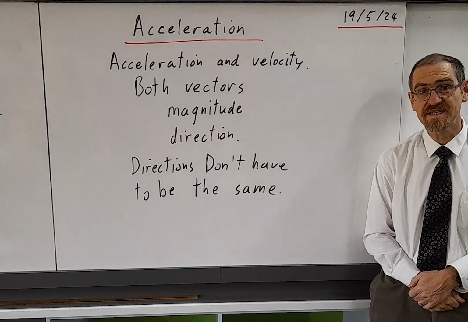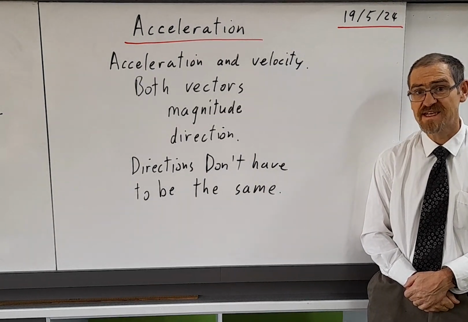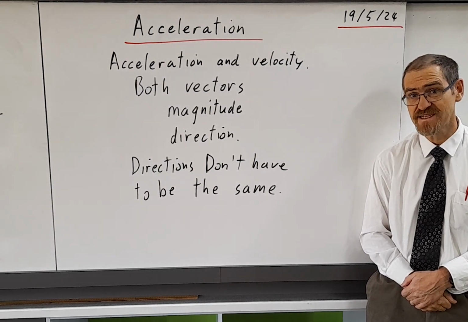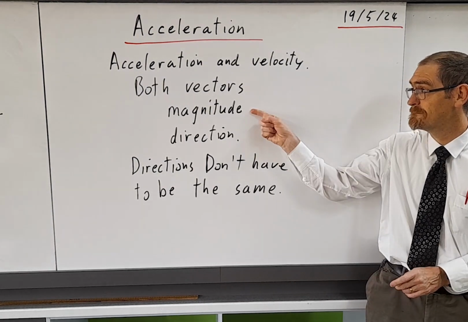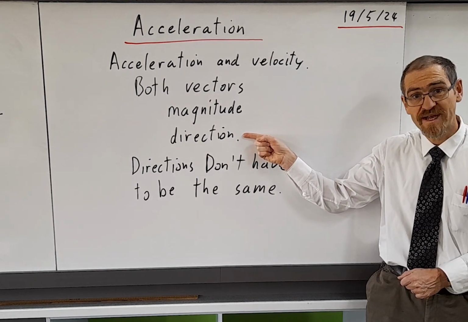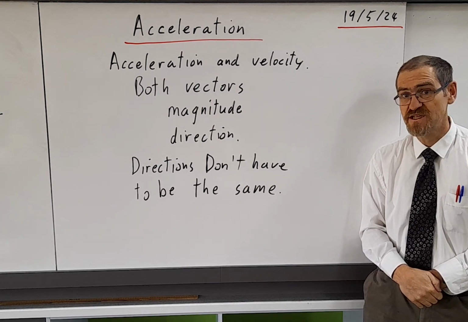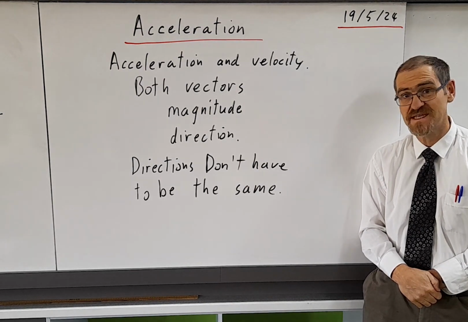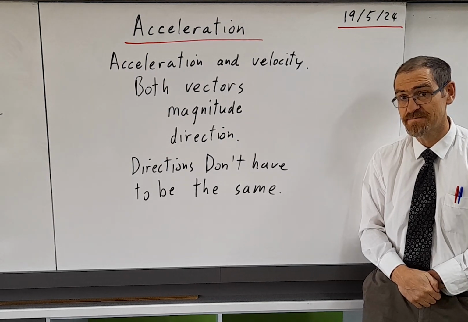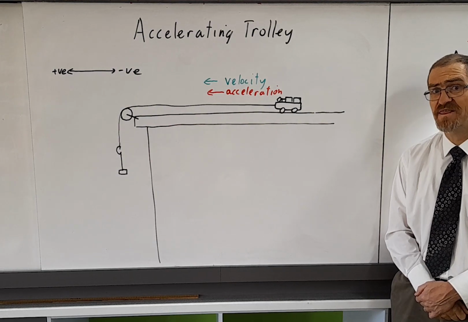So for us in physics, acceleration is a vector. Acceleration and velocity, both of them are vectors. They've both got magnitude, they've both got direction. But the direction does not have to be the same. The direction of the acceleration does not have to be the same as the direction of the velocity. In this situation, the direction of velocity and acceleration are the same.